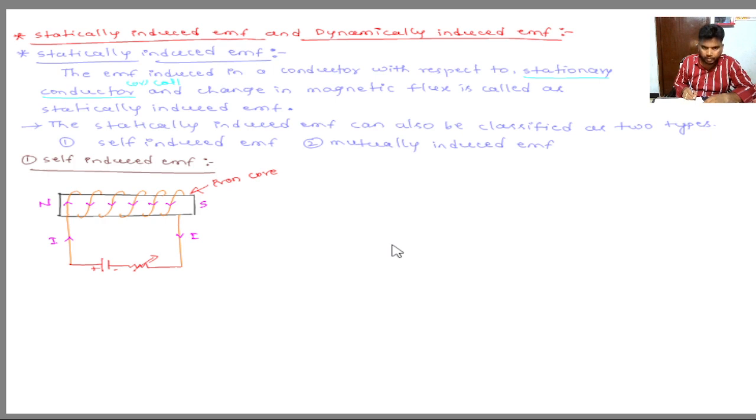This is the rheostat, a variable resistor. When I vary this variable resistor, the current is also changing. When current is changing, the current in the coil produces magnetic flux, and the flux flows like this, from the north pole to the south pole.